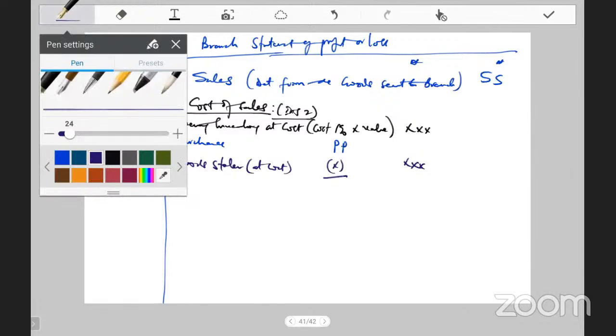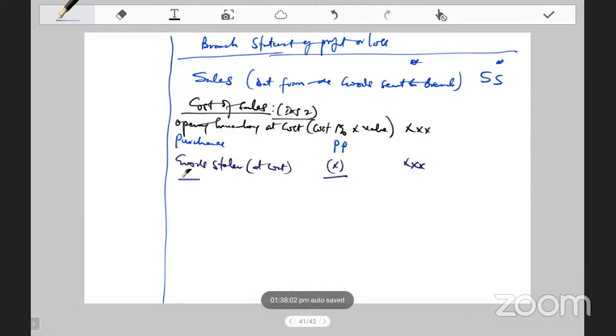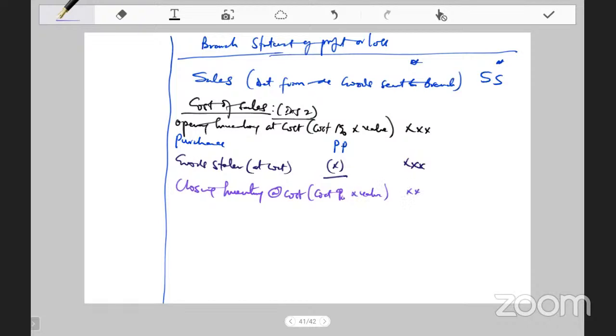Then at the end of the period, we now get our closing inventory. Our closing inventory must be at cost, which is the cost percentage times the value. That will give us our value, we deduct, then we'll now get our cost of sales. At the end of the day, I'll get my gross profit.